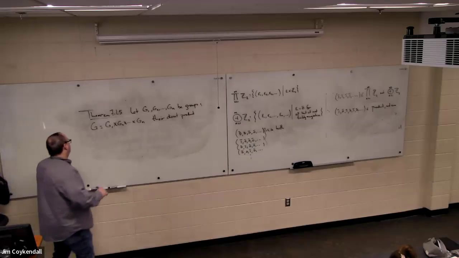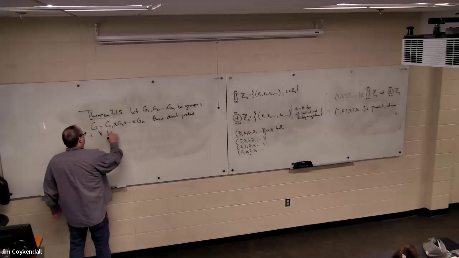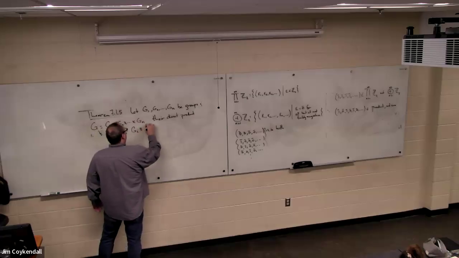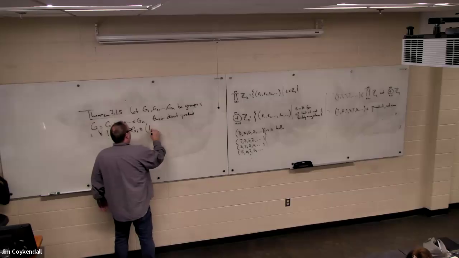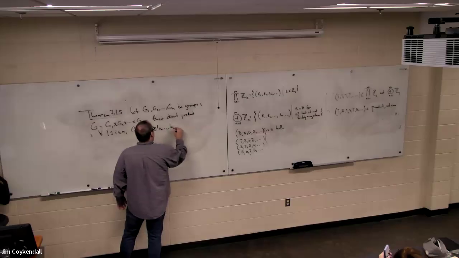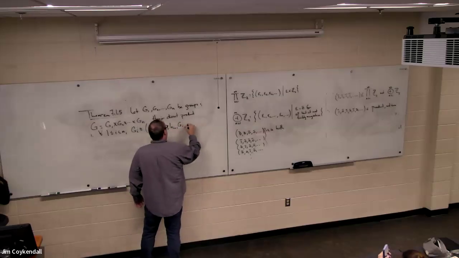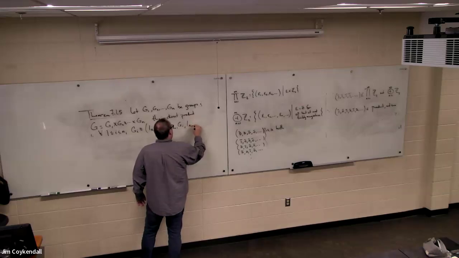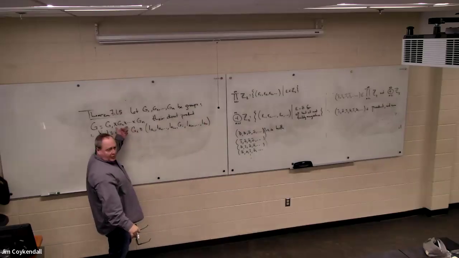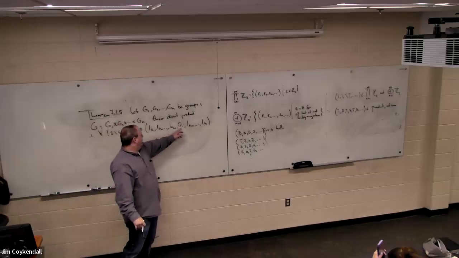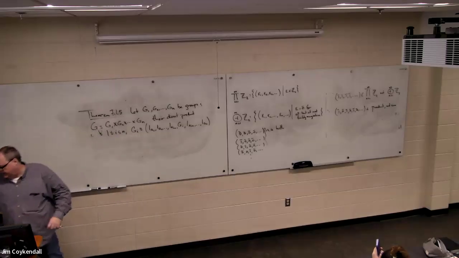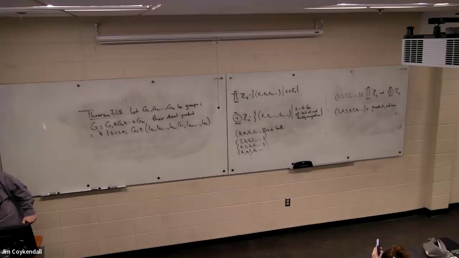Number one, for all i between 1 and n, Gi is isomorphic to, I want to give you a little subgroup of this. This is the subgroup of the direct product where you fill everything up with the identities except for the i coordinate. That little piece of that direct product is isomorphic, as you might guess, to Gi.